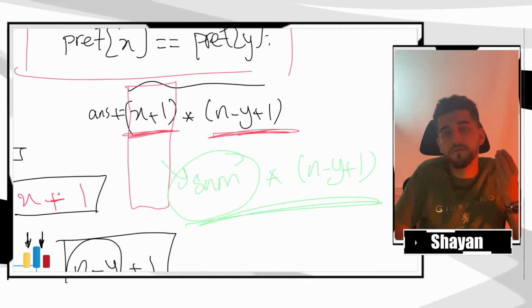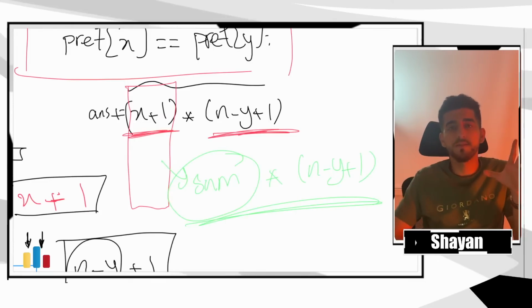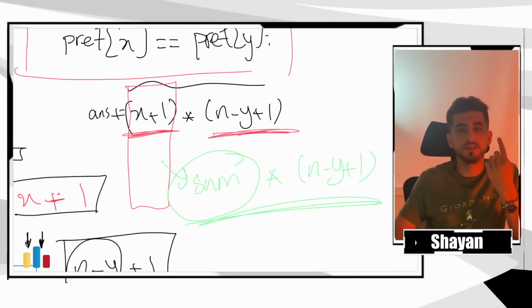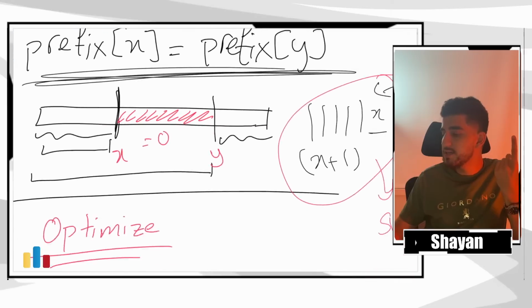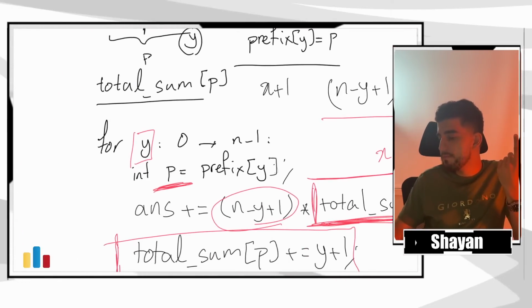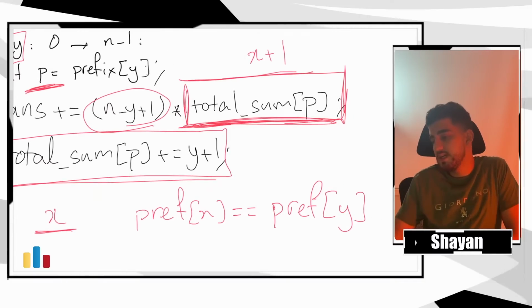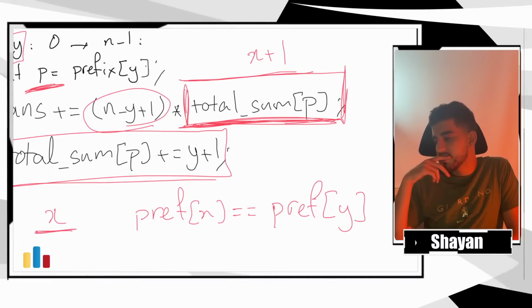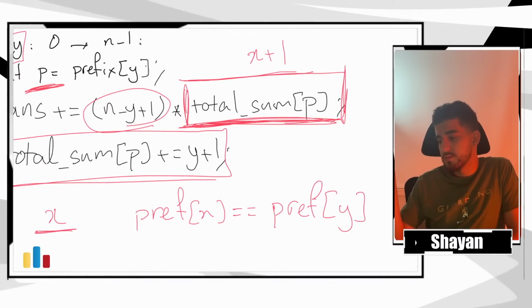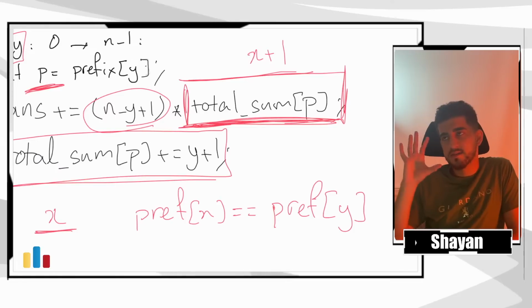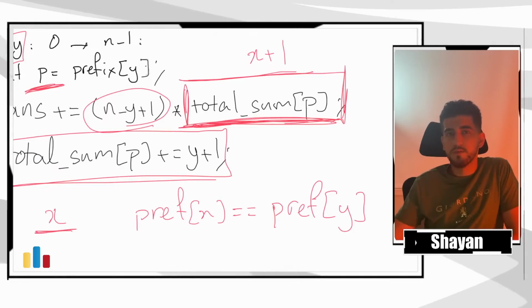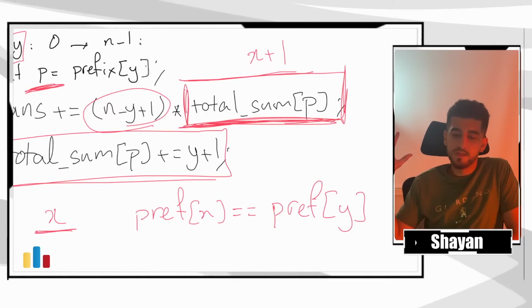So instead of having a for loop on all the previous elements, in O of 1 I just multiply by a single value. So I just keep the total sum of all the values such that their prefix sum is p, and I just add the product of this value and n minus y plus 1 to my final answer.